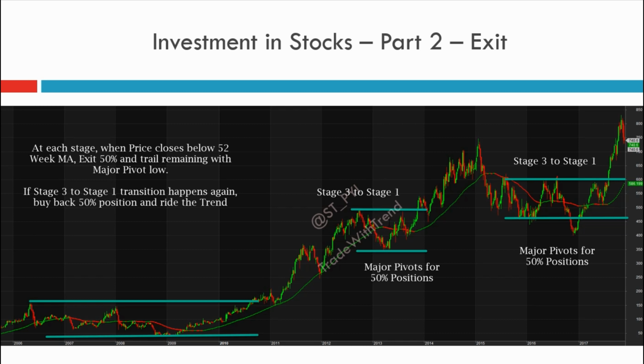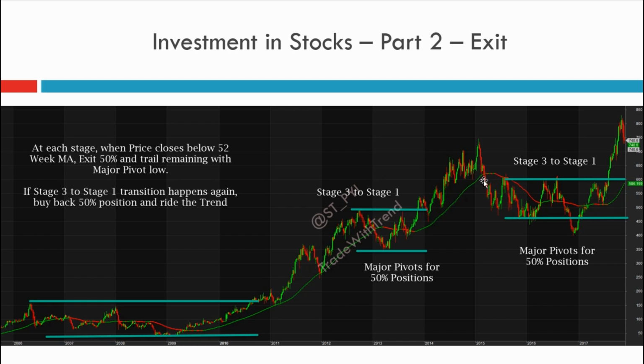Then what we see is the price actually forms a stage 1 consolidation. Again, it breaks out here. So whatever 50% positions you exited here, you actually added back at this position with this pivot level as the stop loss, right? So again, you repeat this process for this stage.